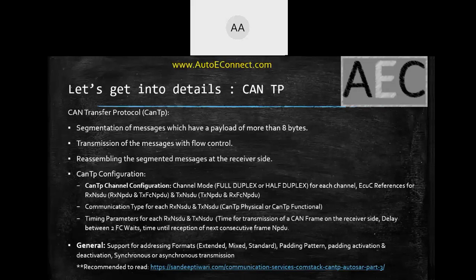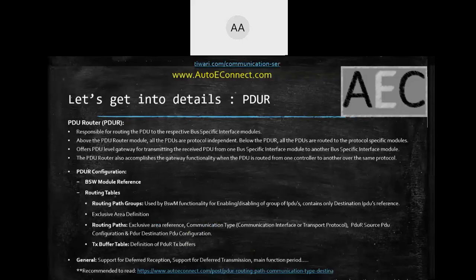He has explained with some flow diagrams, where you will also understand the FC wait frames and how they are handled. All those details you can get from this blog article or the respective website article. Please visit that whenever you find some time.